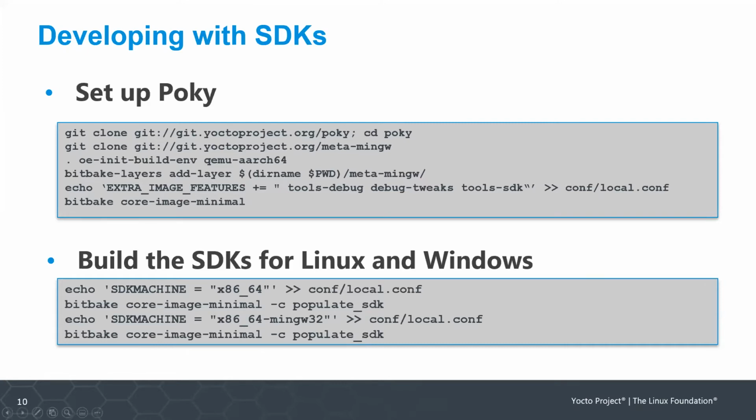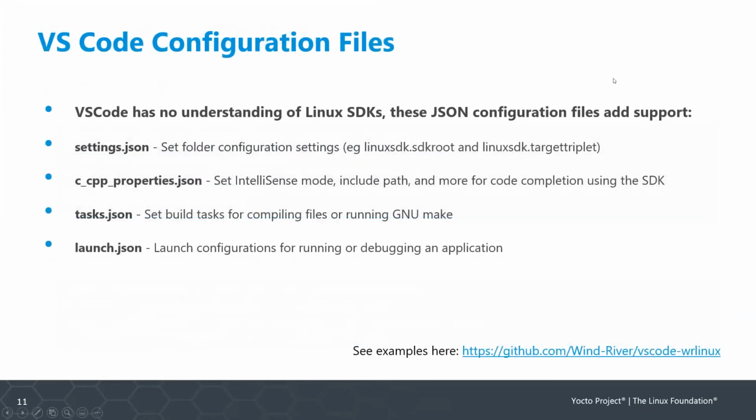And then just run these commands at the bottom to build it for Linux and Windows. Now, even if you have these SDKs, VS Code doesn't know anything about how to use a Linux SDK. And that's where these JSON configuration files come in.